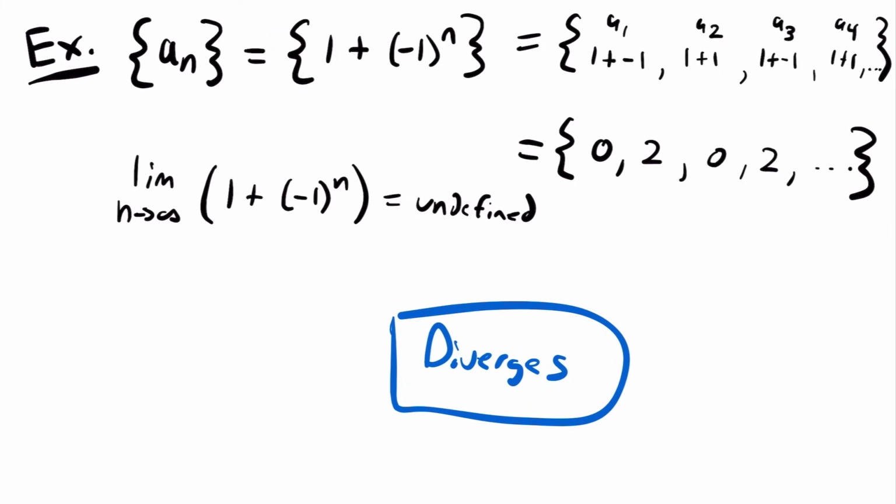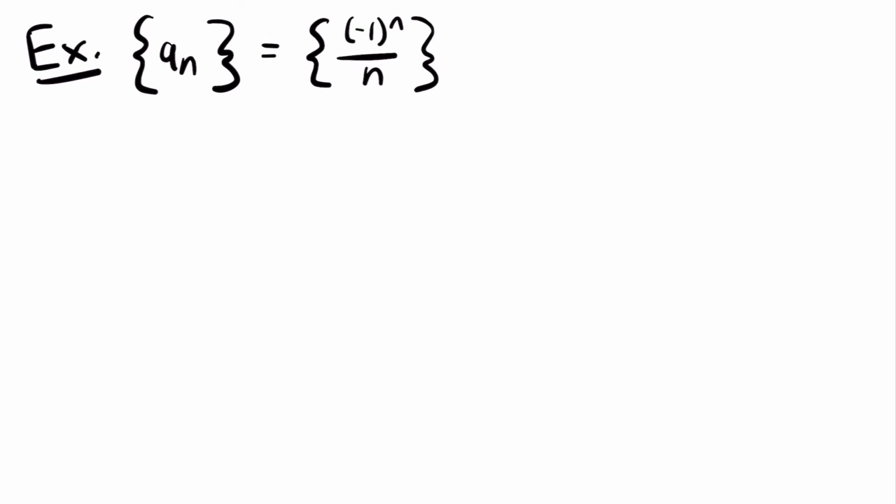Let's look at one more example for this video. All right, so here's our last example. We have the sequence a sub n is equal to -1 to the power of n divided by n. If we want to determine the convergence of this sequence, what we can do is take the limit as n approaches infinity for that sequence. So we'll have the limit as n approaches infinity of -1 to the power of n divided by n.